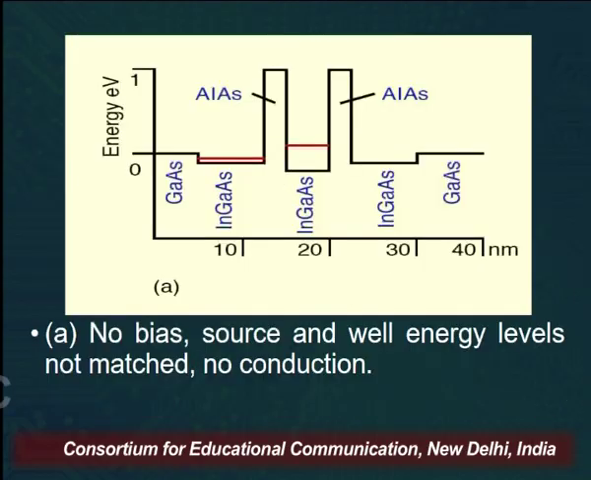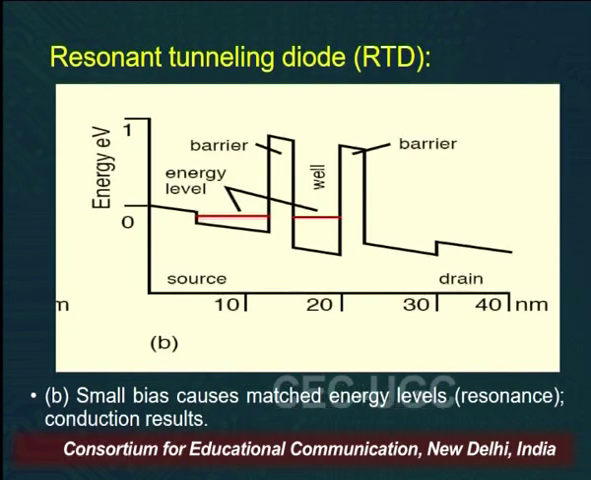First is no bias, where the source and well energy levels are not matched. You can see here that this well is made with various materials. You can see here gallium arsenide, indium gallium arsenide, aluminum arsenide. So, these are the combinations of bands it is prepared from. So, no bias, source and the well energy levels are not matched. You can see through the red line, these are not matched energies.